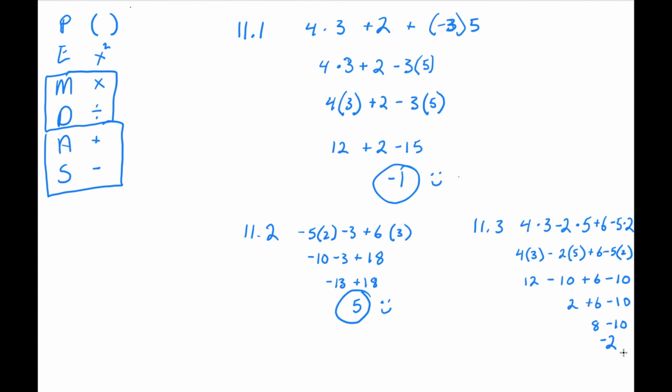All right, if you added these correctly, or you did the operations correctly in the correct order, then you should have gotten a negative 2 as your answer right down here. If you did not get a negative 2, let's go over how we did this so that you can see where you made a mistake and learn from it.